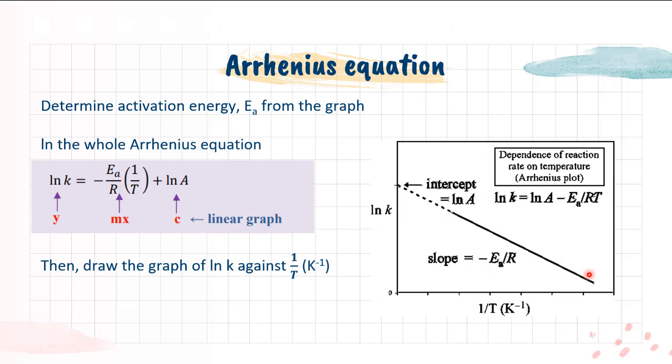It looks something like this graph: ln k against 1 over T with the unit per Kelvin. ln k doesn't have a unit. The intercept is our ln A, and the slope m equals negative Ea over R. So if you plot the graph, you can calculate its gradient, and with R, the universal gas constant 8.314, you can find the activation energy.